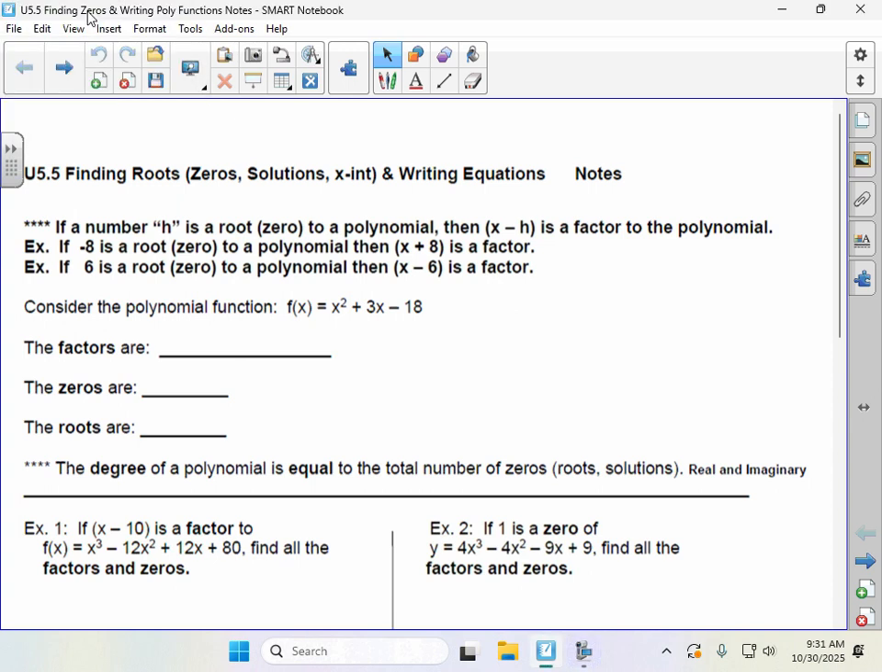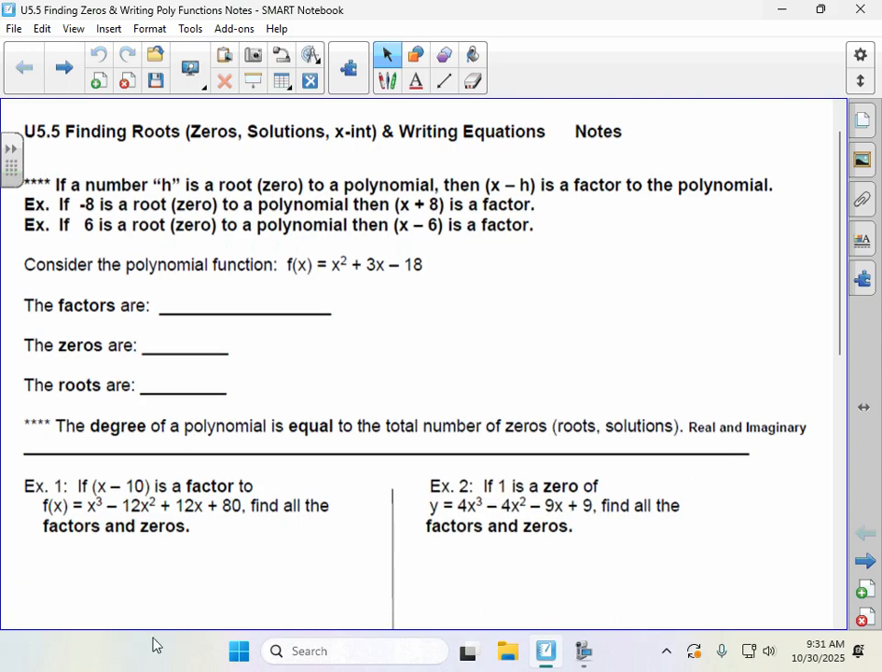All right, Algebra 2, we're going to go ahead and move on to Unit 5.5. I believe this is the last lesson for Unit 5. So we're going to look at roots, finding roots, zeros, solutions, x-intercepts. Again, they all mean the same thing. We factor and we solve. And then after that, we'll look at writing equations.